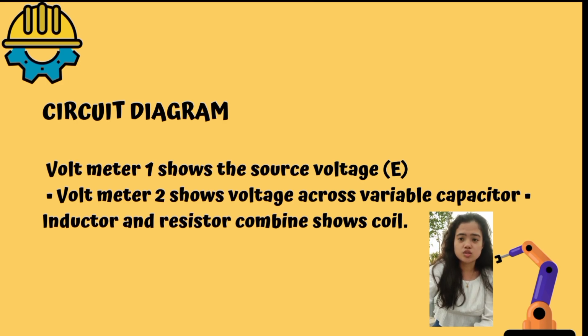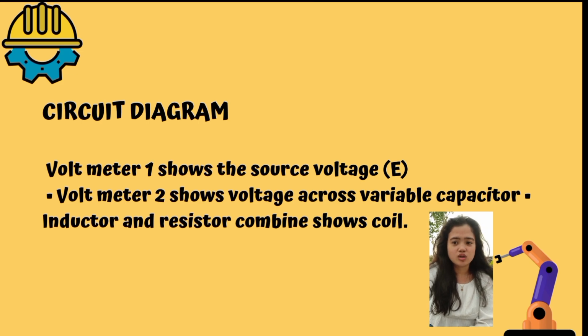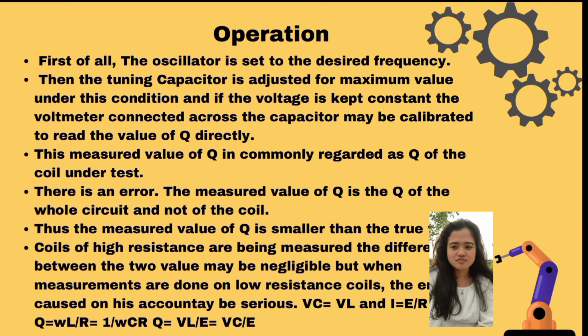Voltmeter 1 shows the source voltage E. Voltmeter 2 shows the voltage across the variable capacitor. Inductor and resistor combined represent the coil.